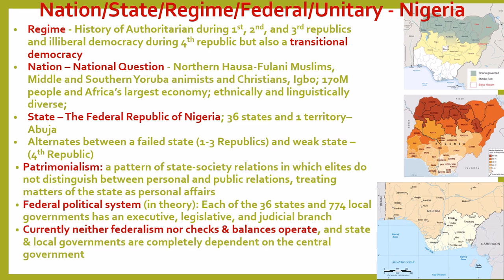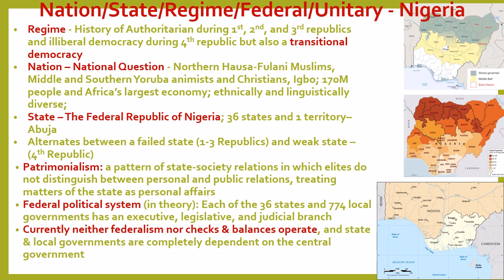It does alternate between failed state and weak state. It's currently a weak state because the people do not have a whole lot of confidence in their government, so they have a legitimacy question. And it's largely because it has such a strong history of patrimonialism. Patrimonialism is a pattern of state-society relations, so the government and the society, the nation's relationship, in which elites, these are usually the ruling people, do not distinguish between personal and public relations. So they take public money. They treat the country as if it belonged to them. That's a patrimonial state.